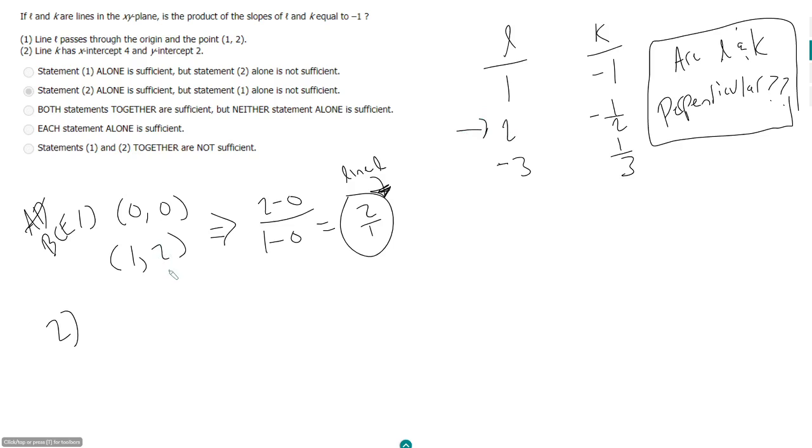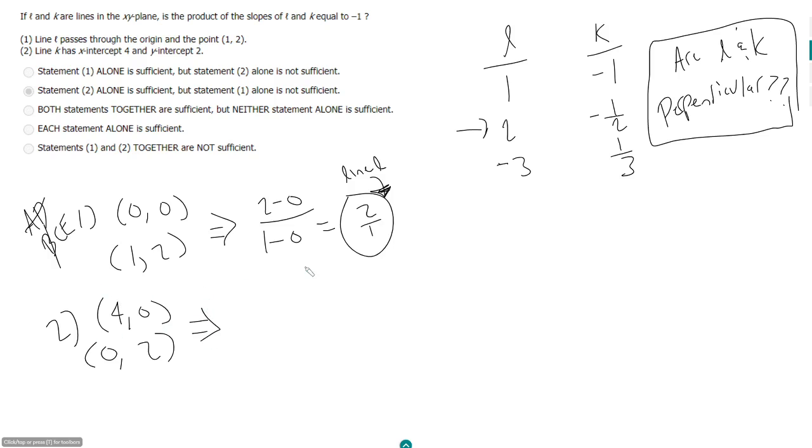Statement 2: Line K has x-intercept 4 and y-intercept 2. So same thing, doesn't tell us anything about L. This guy will not be sufficient. Let's figure out what this is telling us about K, though. So it is also giving us 2 points, because our x-intercept is going to be (4, 0). Our y-intercept will be (0, 2). 2 points is all you need to get your slope.